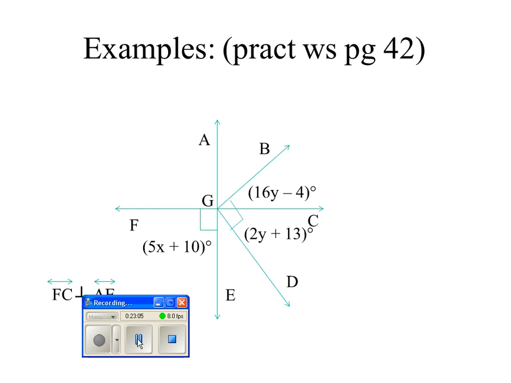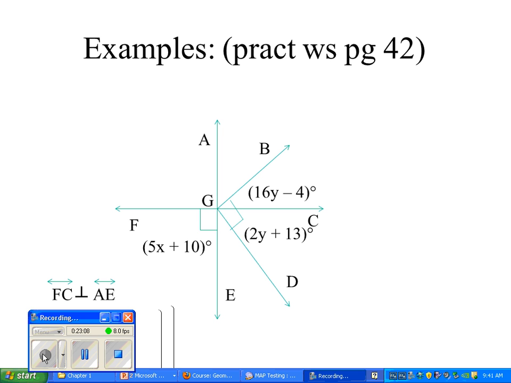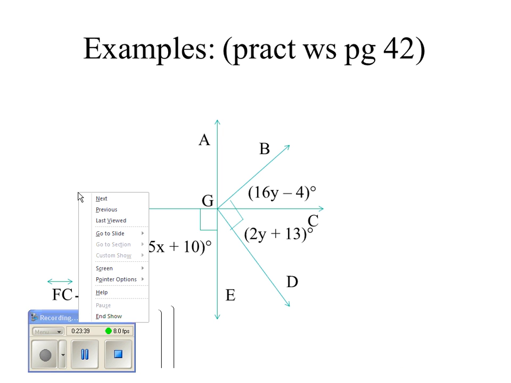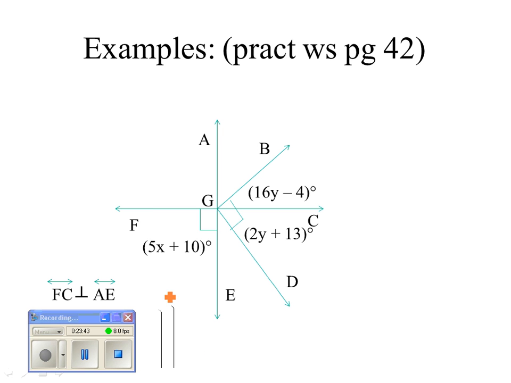All right, I'll give you a second, write this down. Looking at this picture, let's figure out x. How could we set up an equation to figure out what x is? 5x plus 10 equals 90. Very good. They told us that angle was a right angle, so 5x plus 10 equals 90.